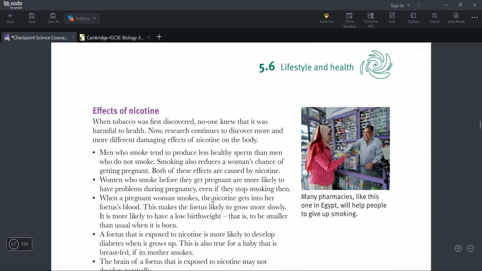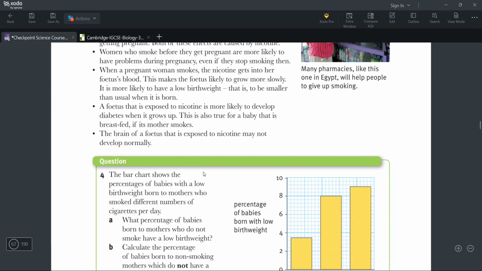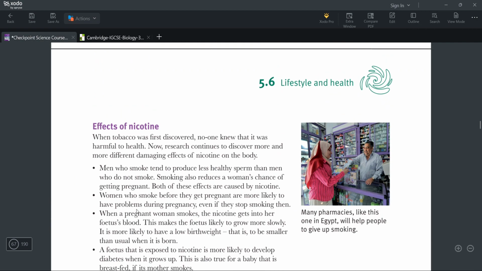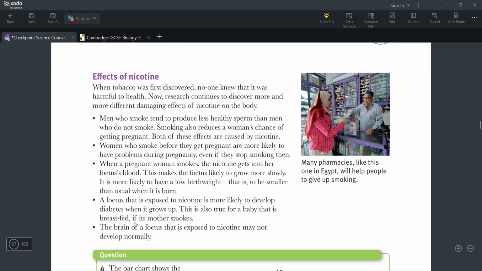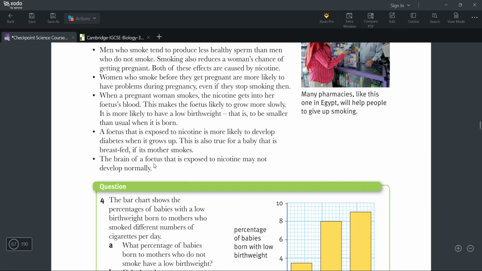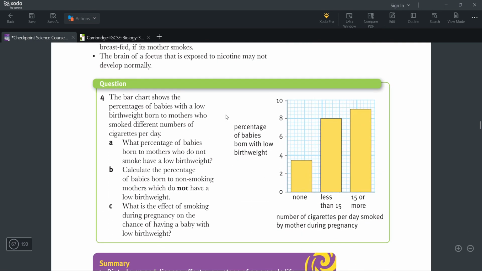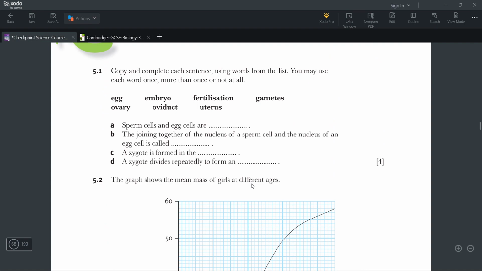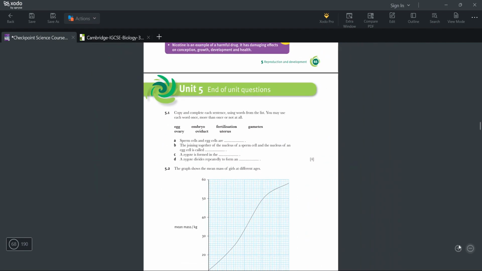Okay, and then we go through the effects of nicotine yet again, looking at the problems that it causes for men, the problem that it causes for women, pregnant women, the fetus in a pregnant woman, and the brain of a fetus that is inside of a pregnant woman as well. So have a look at these, they'll help you answer the questions that come over here. And yeah, make sure that you are reading this graph carefully when you're answering the questions as well. The end of unit questions, which I'd also like you to do, are here, and we are now done with chapter 5.